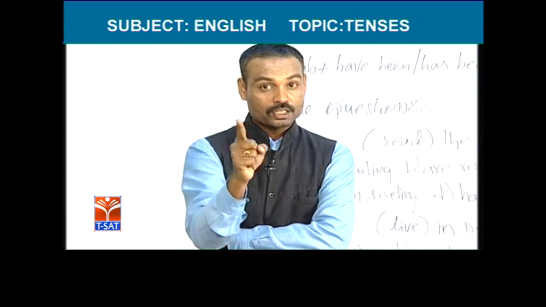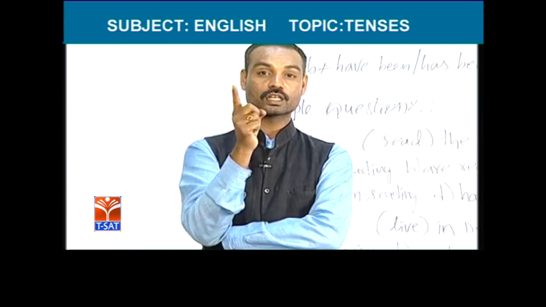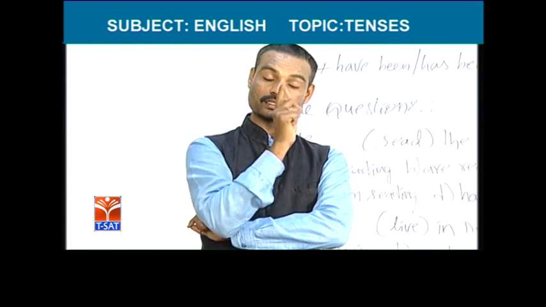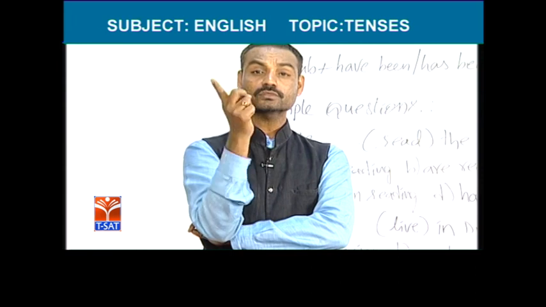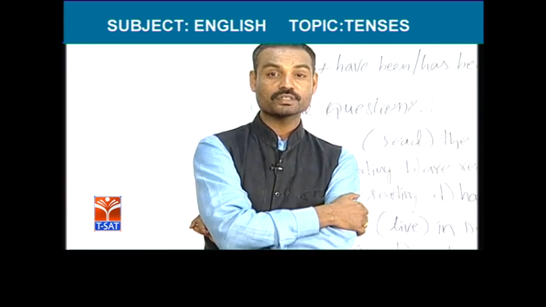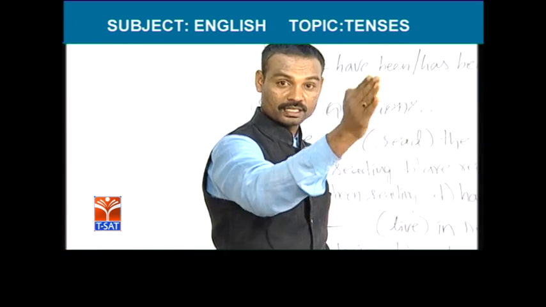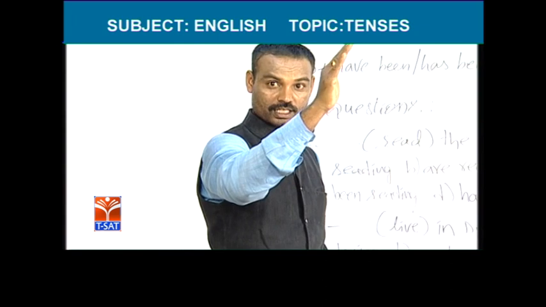Negative sentence is Tendulkar was not playing tennis with Sania Mirza. Interrogative: Was Tendulkar playing tennis with Sania Mirza? Negative interrogative: Wasn't Tendulkar playing tennis with Sania Mirza? Was Tendulkar playing tennis? Interrogative. Wasn't Tendulkar playing tennis? Negative interrogative.